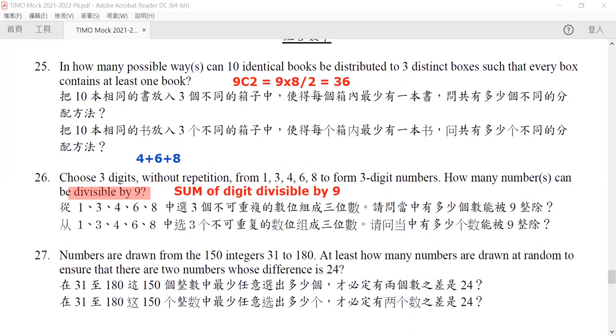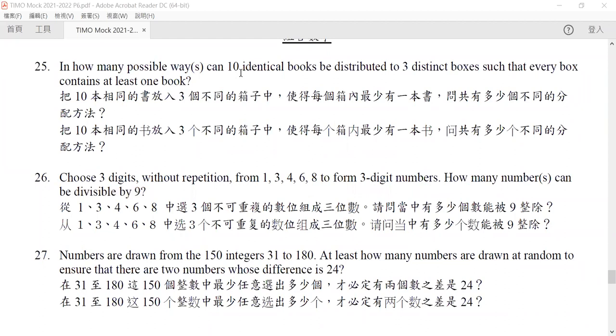There's only one way of doing this, so the number of ways is rearranging these 3 numbers. So the number will be equal to 3P3, which is 3 times 2 times 1, and hence it will be equal to 6. So this is the answer to 26.